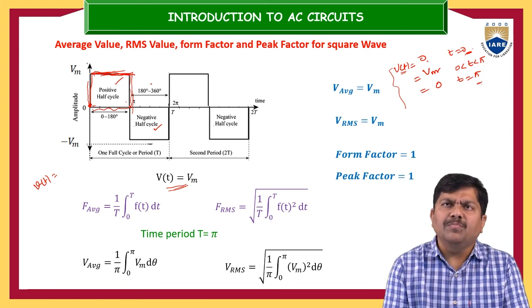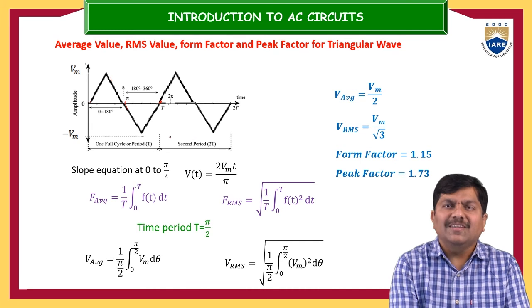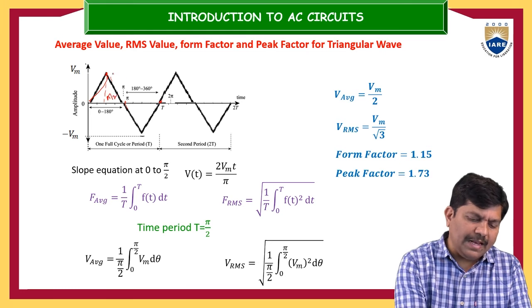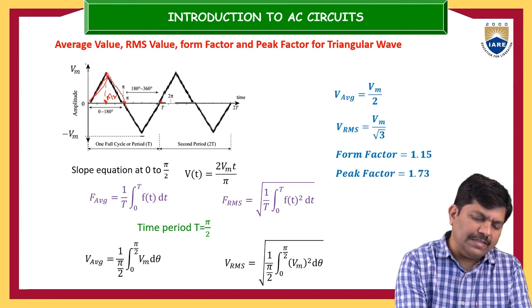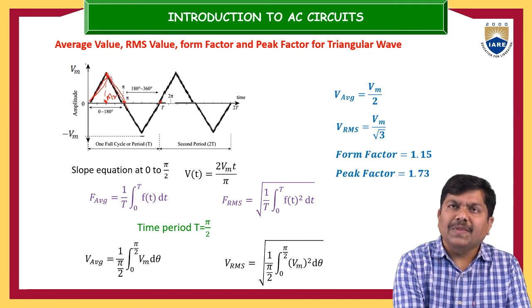Of course it is simple, but let us apply the same concept if it is a triangular one. So for the triangular one, from 0 to this point, it might be pi by 2, then again from pi by 2 to pi it is decreasing. So it is increasing and it is decreasing. For this total thing, we have to write the mathematical equation.